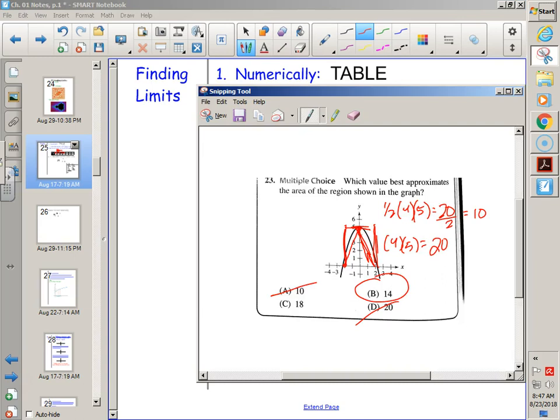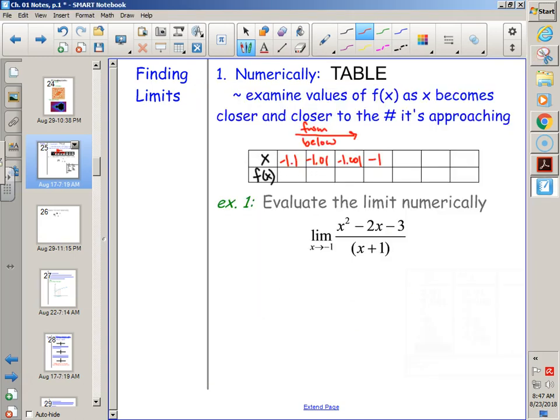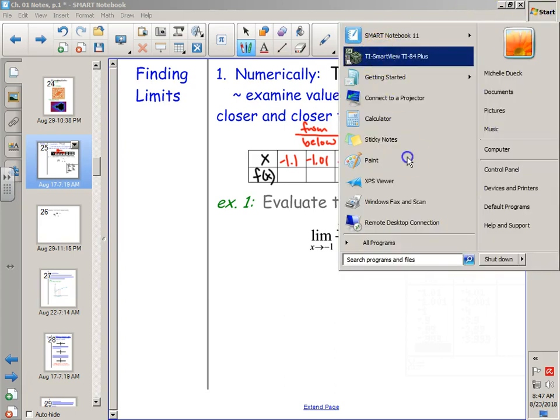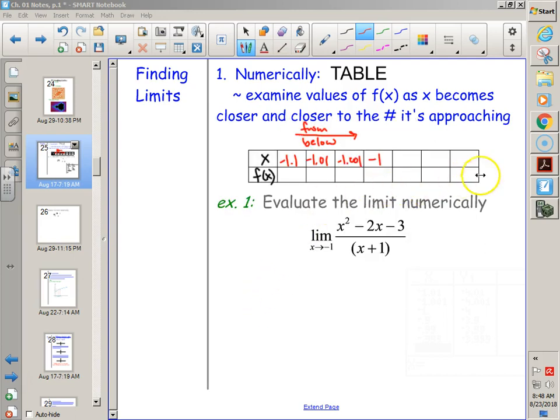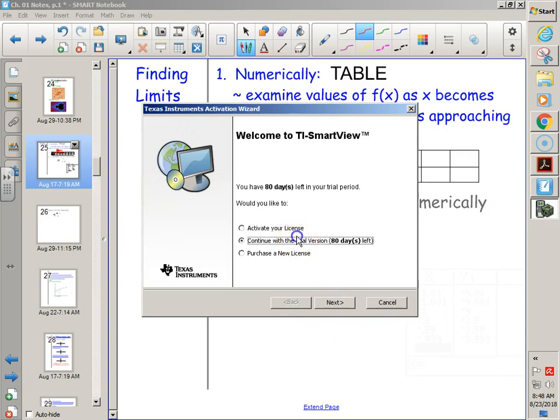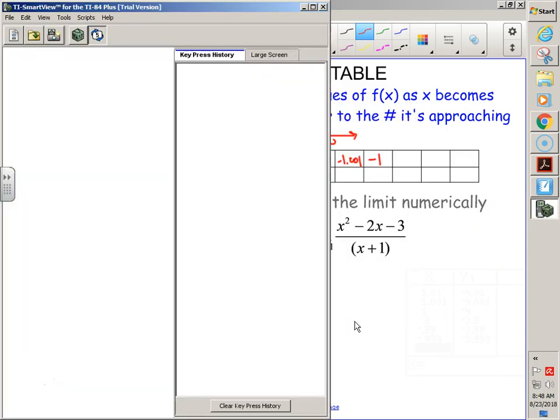I'm going to go ahead and get my calculator. Just to make sure that the settings in your calculator are good. But then, guys, what are we going to be doing as we come from the other direction? Good. -0.9, -0.99, -0.999, right? We're going to be coming from above, not from below.